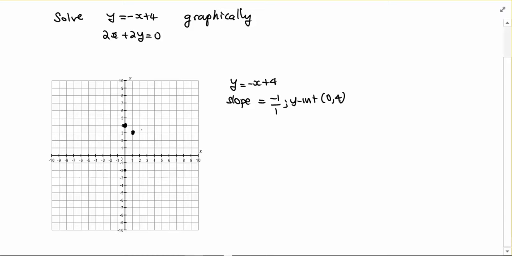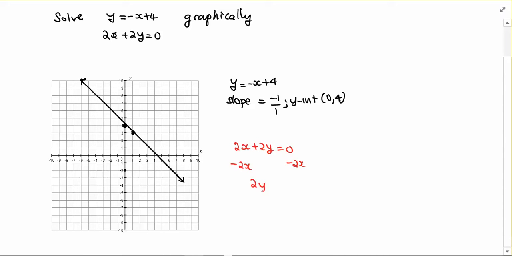So super carefully, this is the trickiest part to do here. I probably didn't do a very good job of it, but that's all right. There it is. Let's check the next one. I'll do it in a different color. So this time I have 2x plus 2y equals 0. So let's get this also into slope-intercept form.